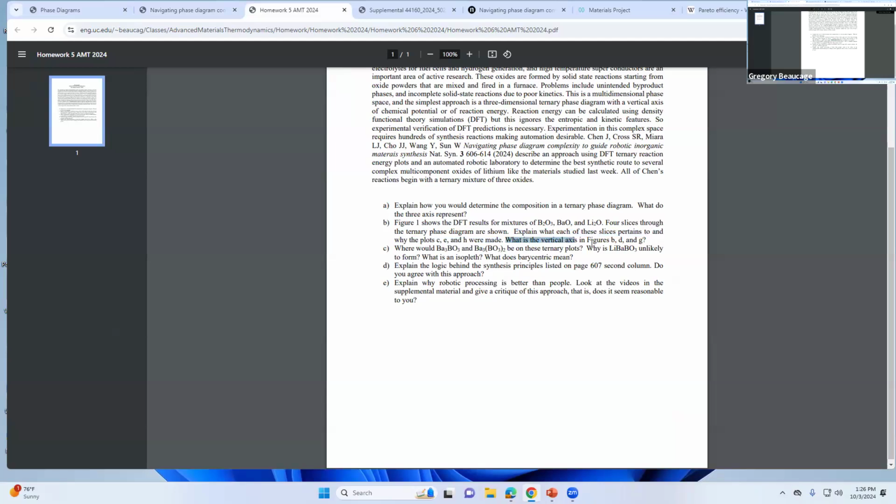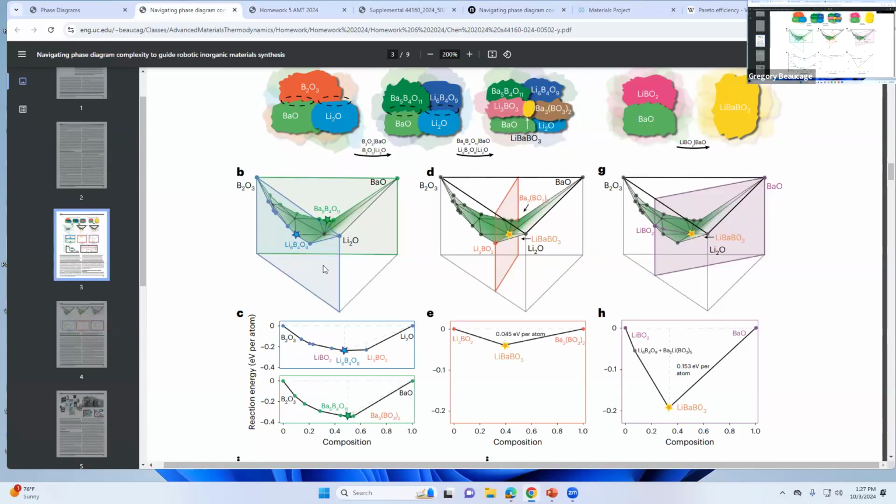Then what is the vertical axis in B, D, and G? So he doesn't label it, right? There's no label. You're left to guess what that vertical axis is. But it's basically the reaction energy. The whole thing's about reaction energy. So that's reaction energy, he just doesn't label it with the energy. I'm not sure why he didn't label it. I guess he thought it was simpler to not label it.